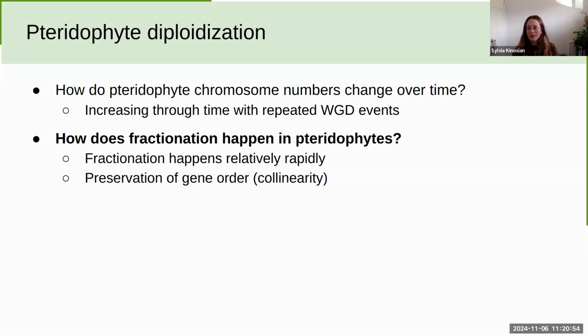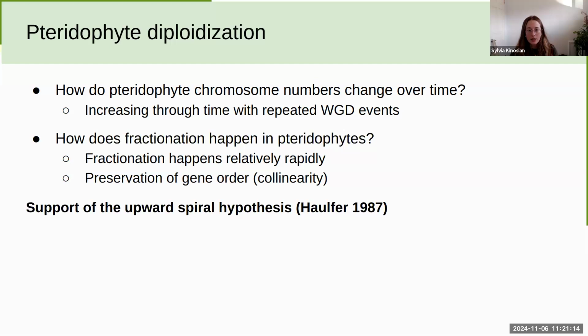So how does fractionation happen in pteridophytes? I don't know if we have exactly the answer now, but we do know that fractionation happens relatively rapidly, which is interesting to see despite the fact that their genomes are so large. And we have this really striking preservation of gene order or collinearity between genomes. So all together, we see increasing numbers of chromosome numbers over time, and we see perhaps gene silencing rather than gene deletion as a mechanism of diploidization in homosporous pteridophytes. So this is some really cool comparative genomic support for the upward spiral hypothesis proposed by Haufler in 1987, based on electrophoresis evidence.